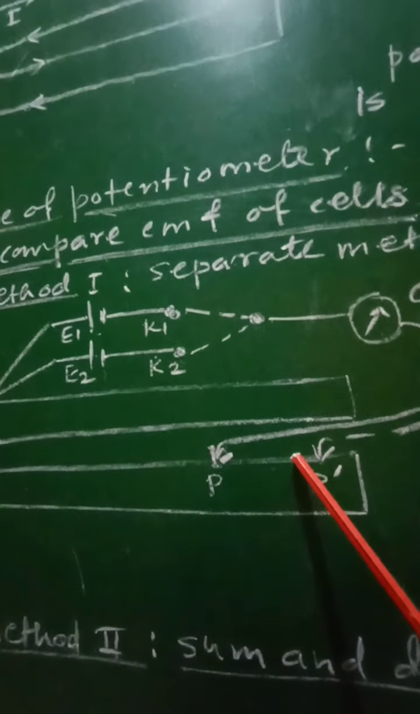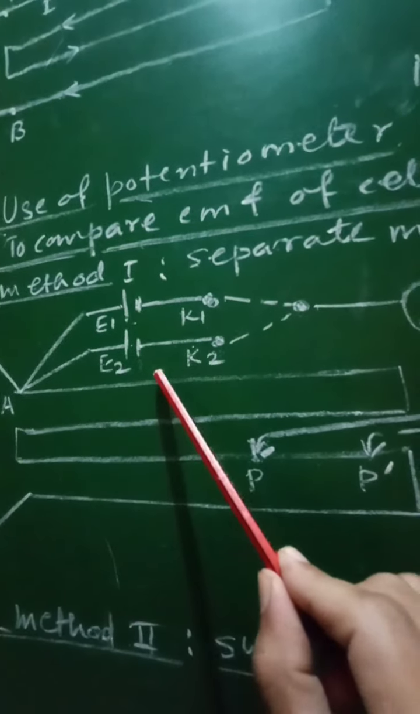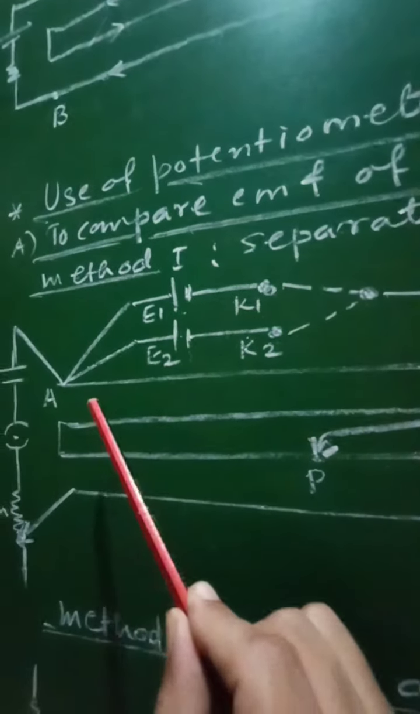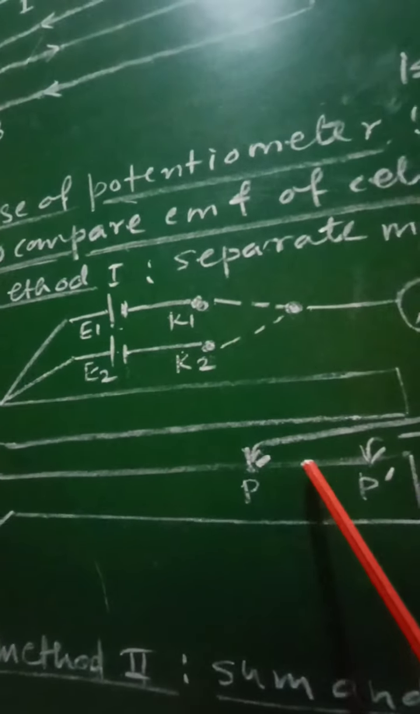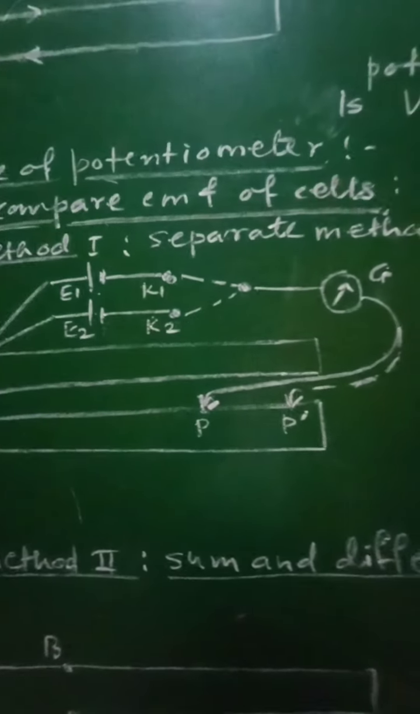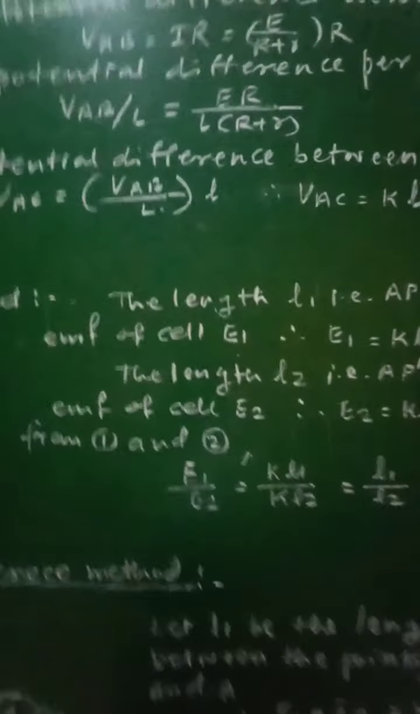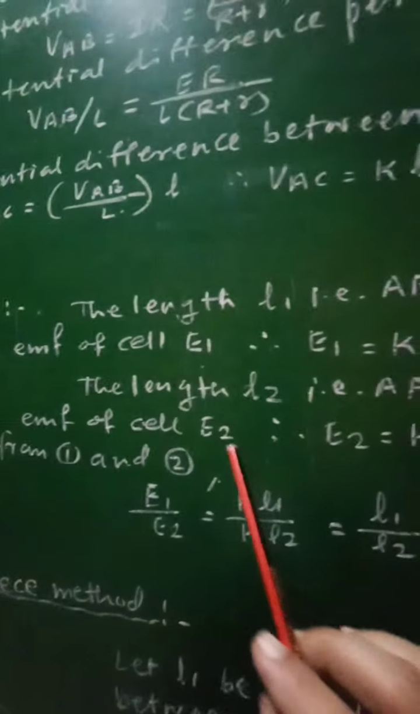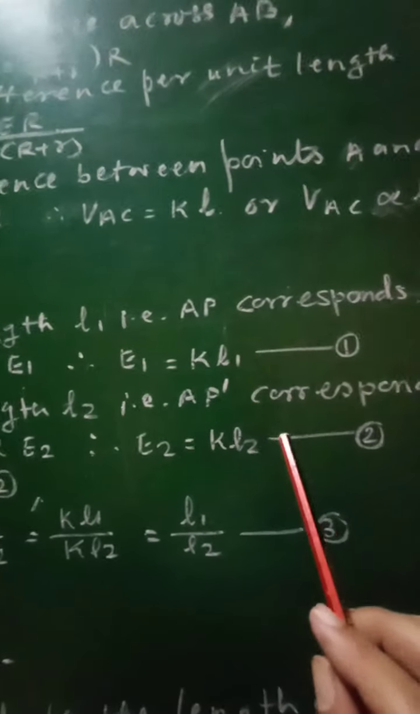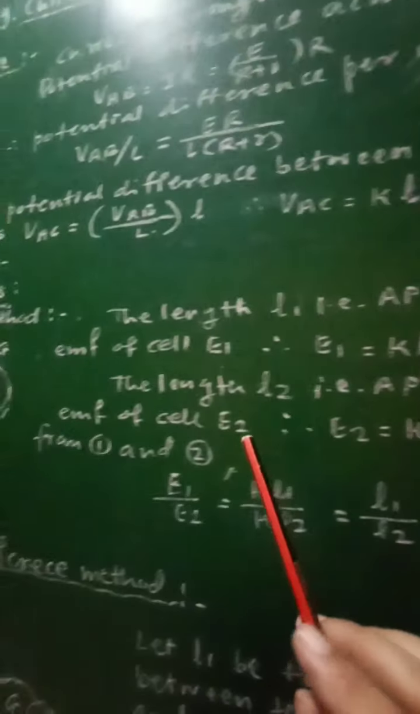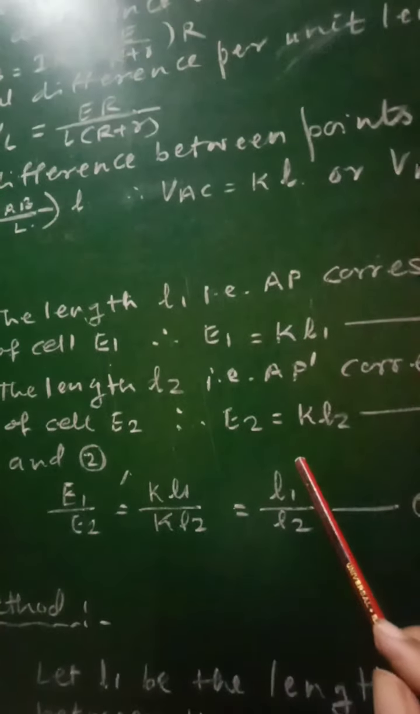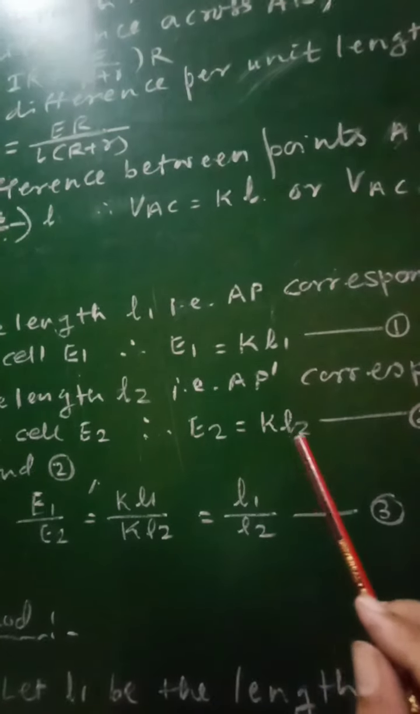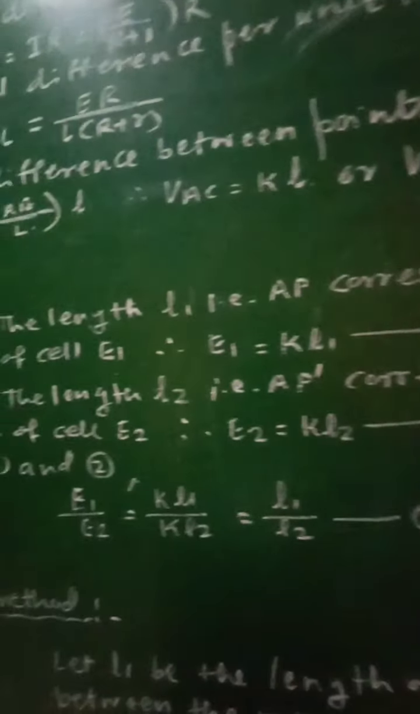That means again here the EMF of cell E2 will now balance the potential difference of that potentiometer wire of length AP dash, and therefore let that length AP dash equal to L2. Therefore the length L2, that is AP dash, corresponds to the EMF of cell E2, and therefore according to working principle we can write E2 is equal to KL2, equation number 2.